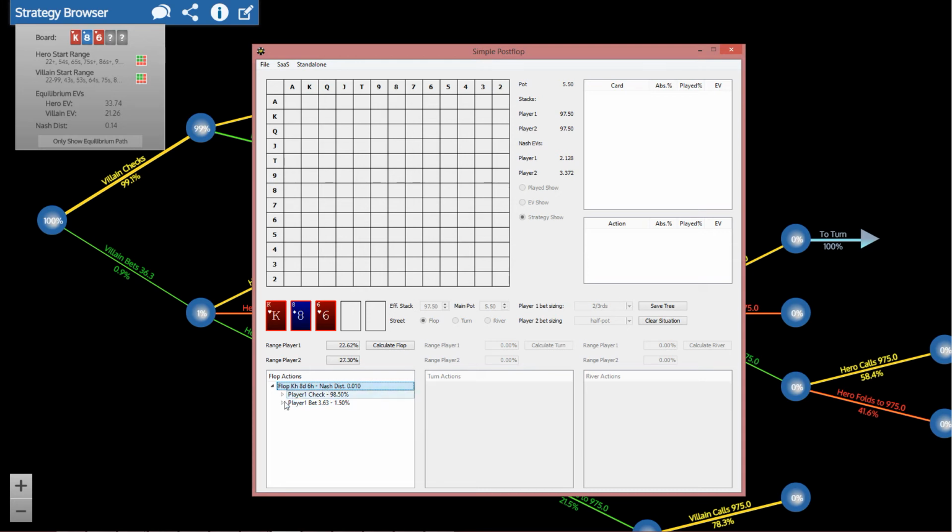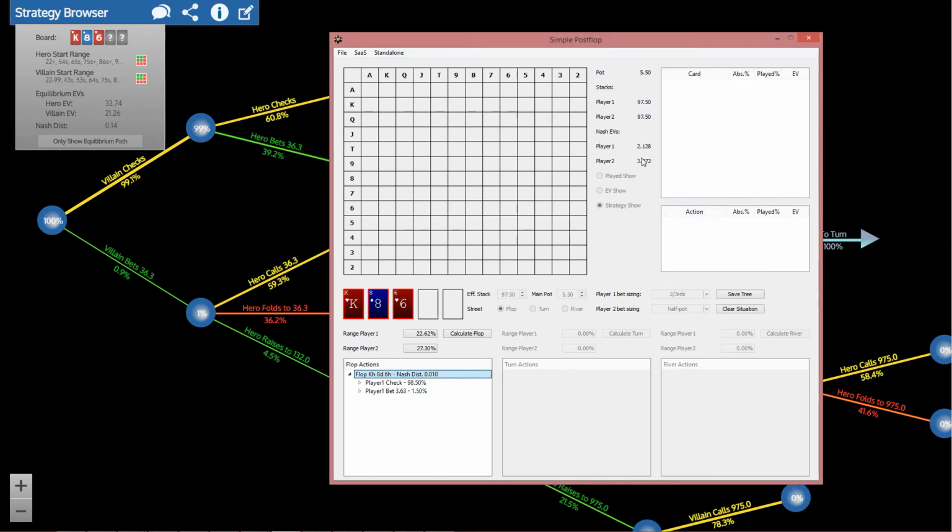So how does this work? First, this is just the base scenario. I just mimicked exactly what we had GTORB solve here. As we can see, the EV for player 2, which is the hero, is 33.74 according to GTORB, and 3.372 according to Simple Postflop. They express everything in terms of big blinds, whereas this was based on an NL1K hand, so you can just divide everything by 10. So they're within 0.002 big blinds of each other, which is within the Nash distance of GTORB, and they have almost exactly the same Nash distance here as well, because again the Nash distance is scaled by a factor of 10. So basically exactly the same solution.